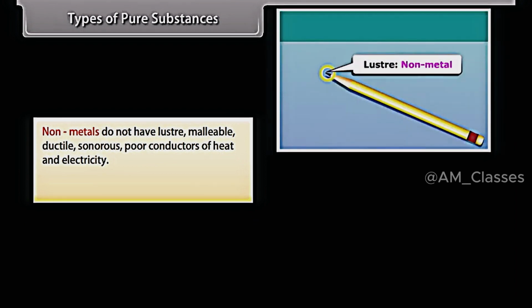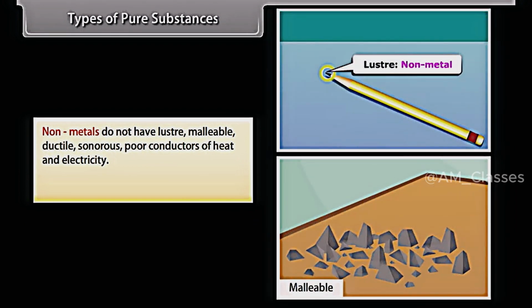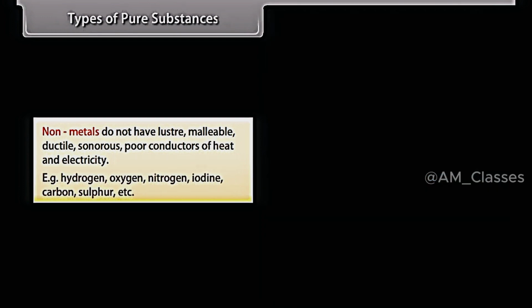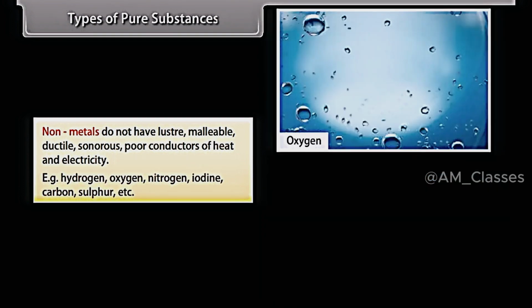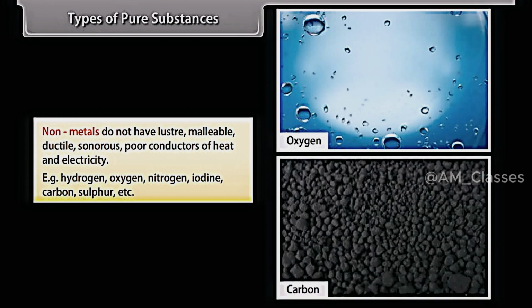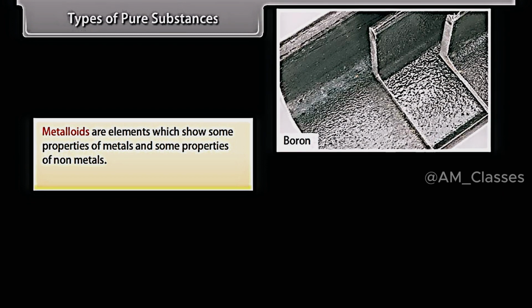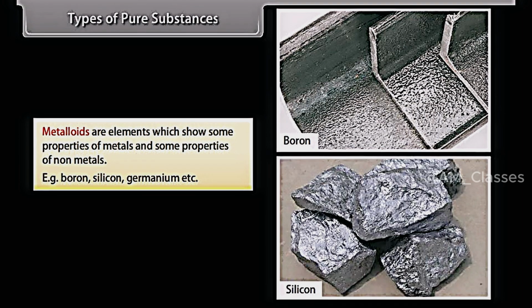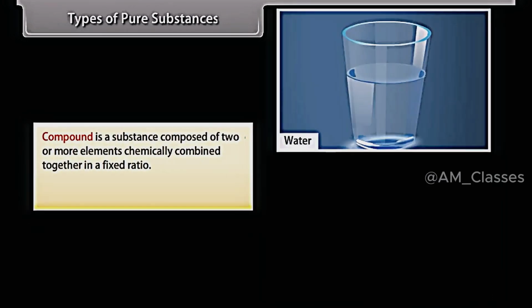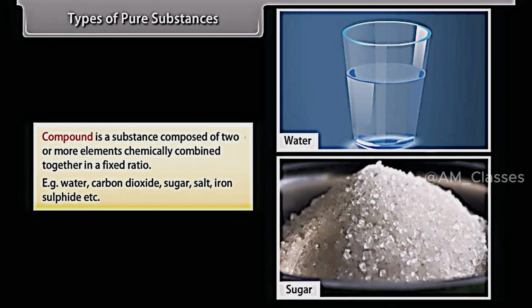Non-metals do not have luster, malleability, ductility or sonority, and are poor conductors of heat and electricity. For example, hydrogen, oxygen, nitrogen, iodine, carbon, sulfur, etc. Metalloids. Metalloids are elements which show some properties of metals and some properties of non-metals, like boron, silicon, germanium, etc. A compound is a substance composed of two or more elements chemically combined together in a fixed ratio. For example, water, carbon dioxide, sugar, salt, iron sulfide, etc.